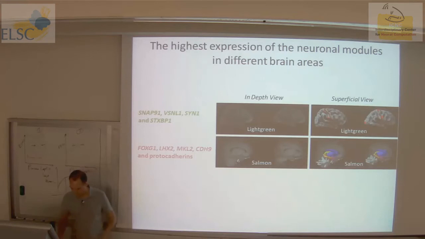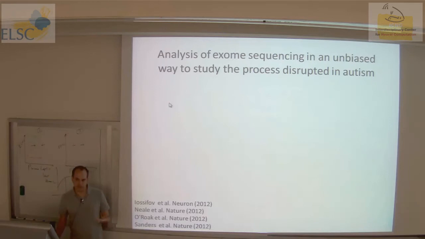We also did a study looking at a more unbiased list of genes. This is a list of genes coming from exome sequencing. These are our very new studies that sequenced, in hundreds of individuals with autism, the entire regions of the genome that code for proteins. So this list is unbiased. We've been looking at the whole genome for mutations.